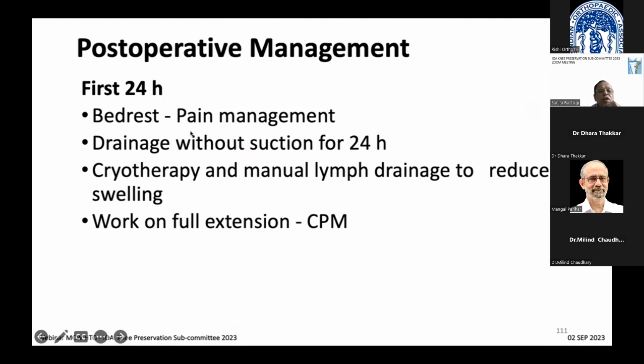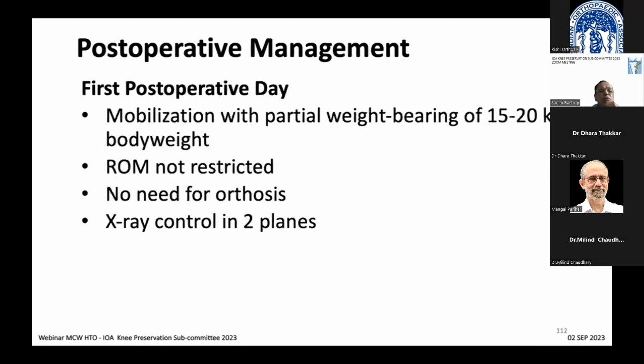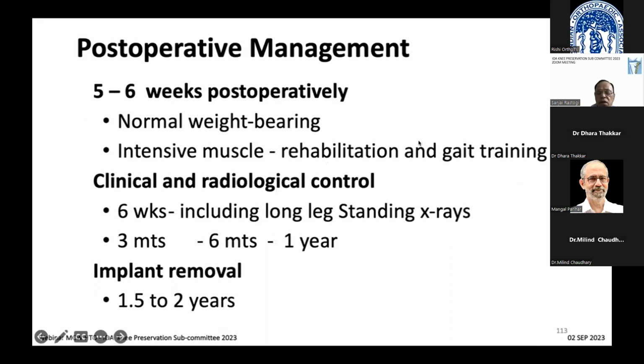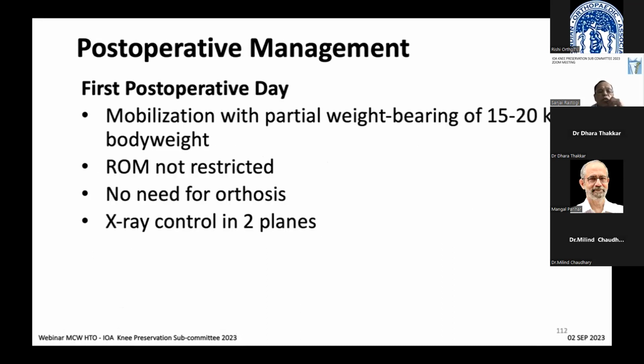In the first 24 hours, the patient is given analgesics, cold compression and manual lymphatic drainage to decrease swelling. And we must continue to work on extension either by exercise or by CPM, whatever the facilities available. The patient is allowed partial weight bearing with 10 to 20 kg weight. There is no restriction of range of movement because it's an extra-articular osteotomy. There is no need of orthosis.